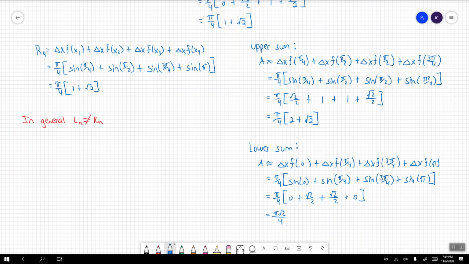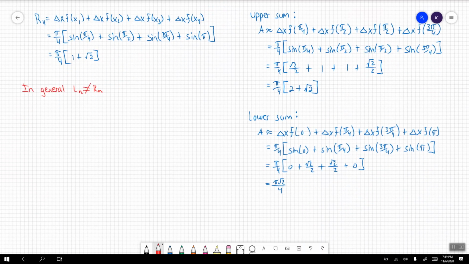And according to the previous observations of why we do upper and lower sums, we can then guarantee that the area underneath the curve is bounded above by the upper sum that we found, which is pi fourths multiplied by 2 plus root 2, and it's bounded below by pi root 2 over 4. That's what we can definitely conclude. And so we're going to be working with this type of conclusion as we move through this course.